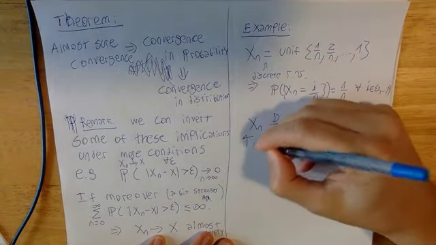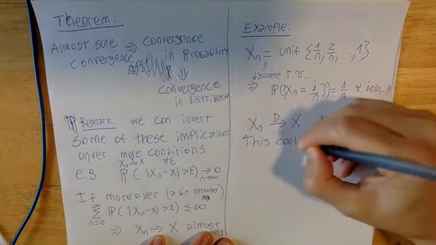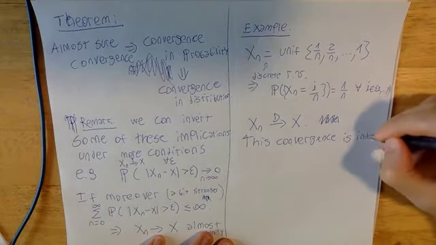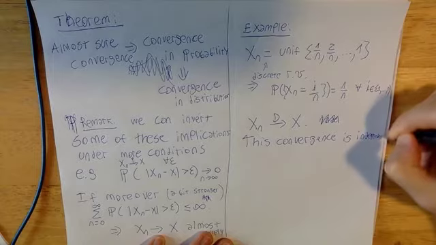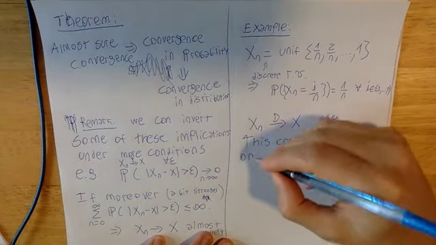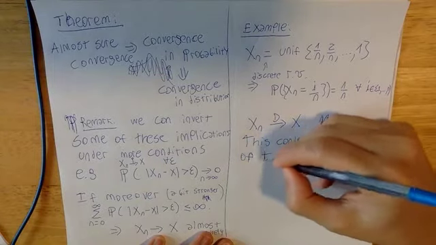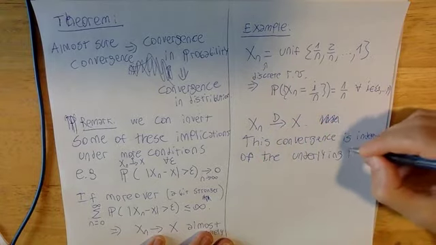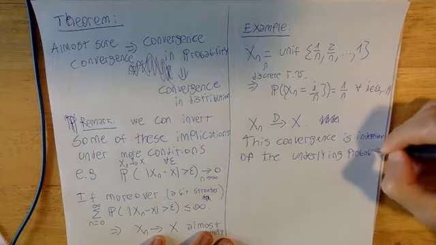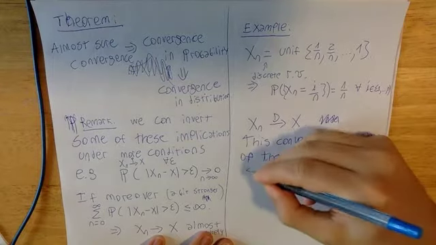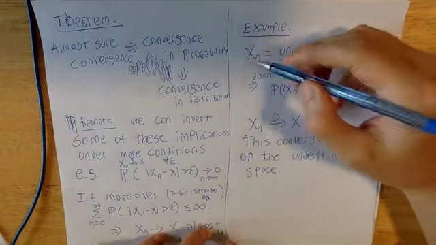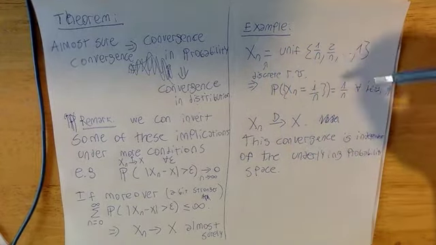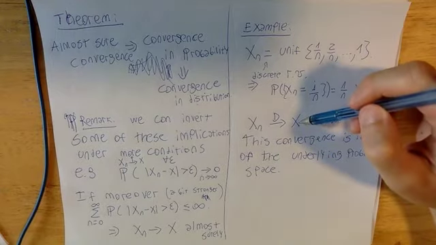One of the things that convergence in distribution has is that this convergence is independent of the underlying probability space. So Xn can be defined in a different probability space than what X is defined on.